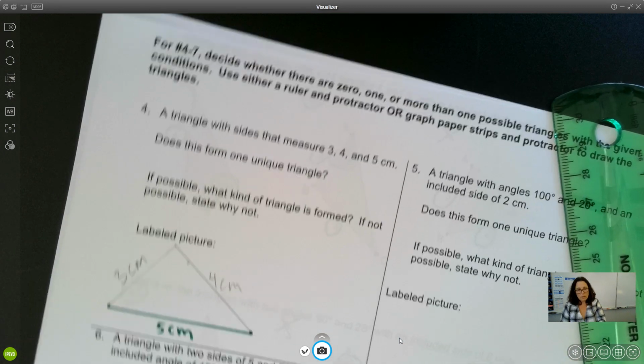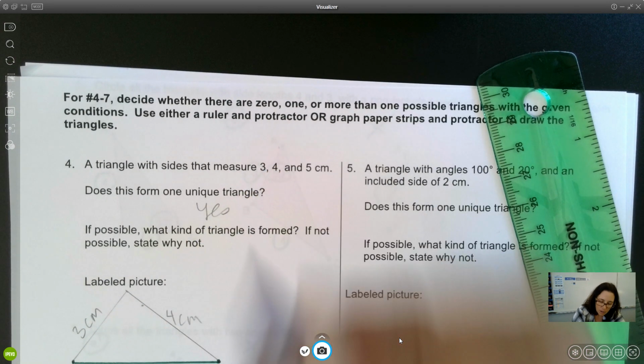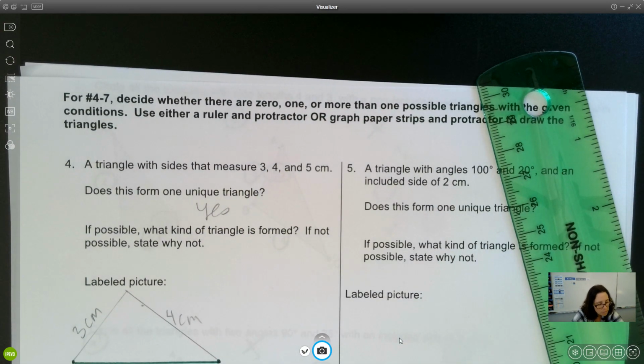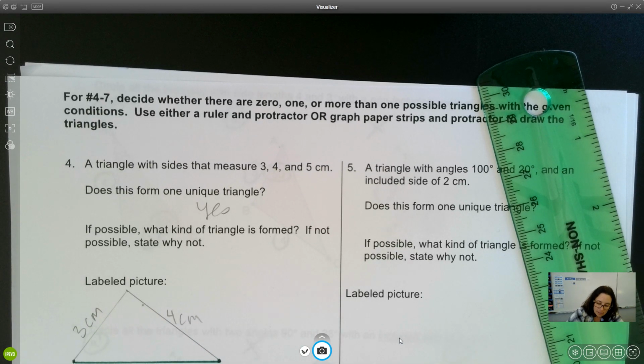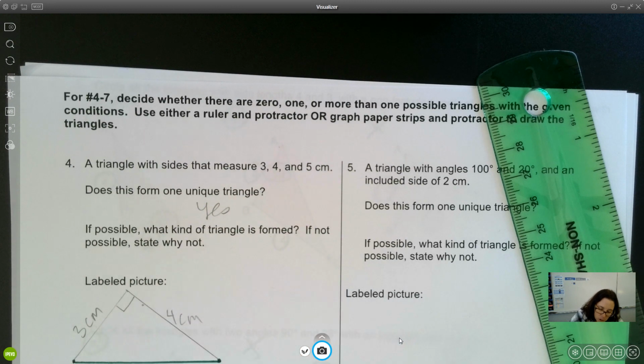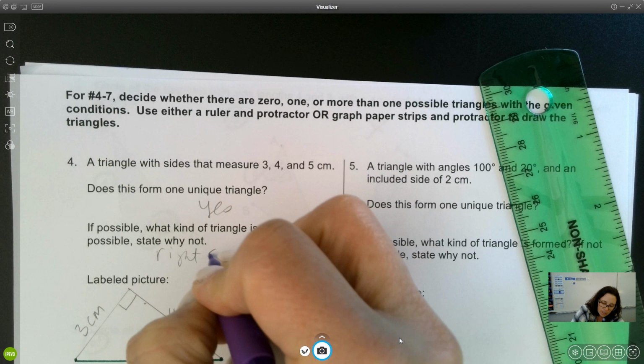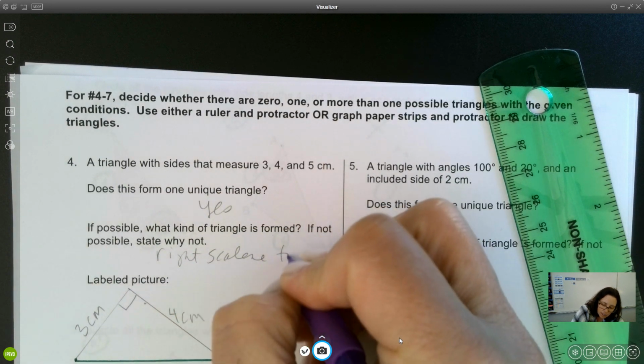Does this form one unique triangle? Yes. What kind of triangle is formed? Well, these are all different side lengths, and this is a 90-degree angle. If you measure it, it would show 90 degrees. So this is a right scalene triangle.